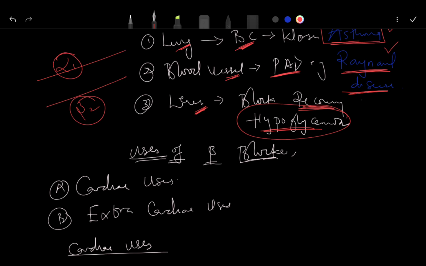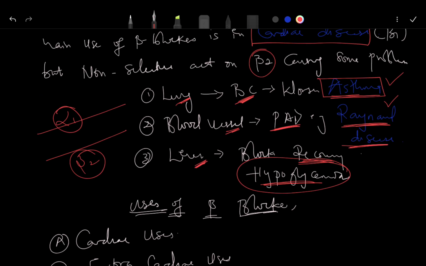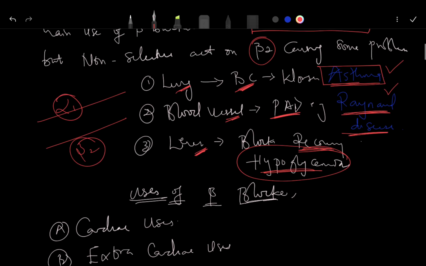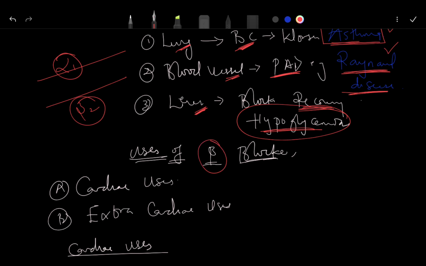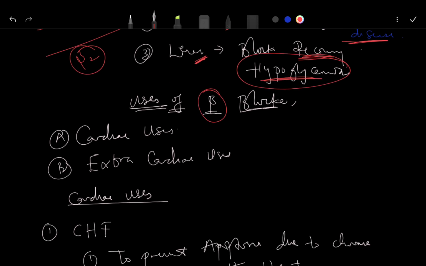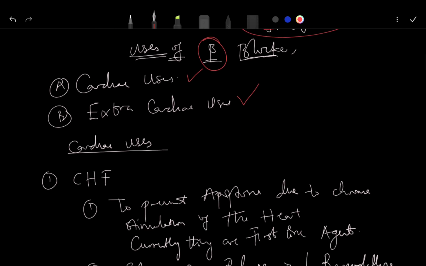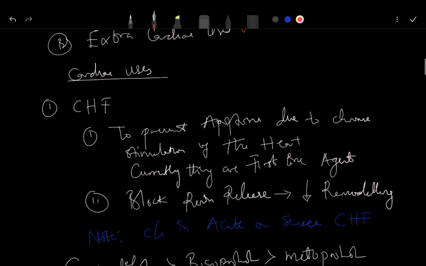Now, having seen the advantage of selective beta blockers over the non-selective ones, what then are the uses of beta blockers? Like I said earlier, there are two main uses: cardiac use and extracardiac use. We'll start with the first one, the cardiac uses of beta blockers. For the cardiac use of beta blockers, we'll go through all the cardiac diseases. You will see that beta blockers have a role in each of them. The first one we will discuss is congestive heart failure.